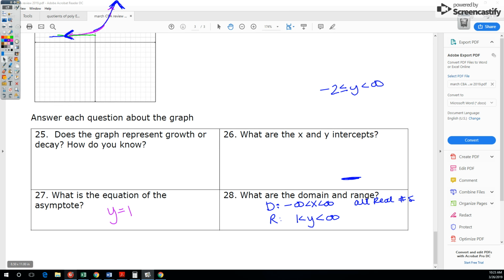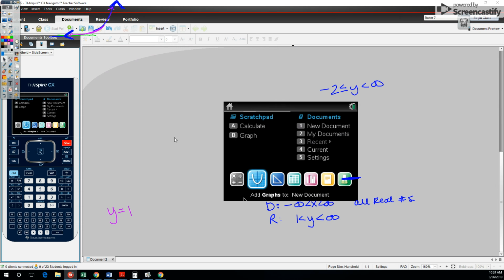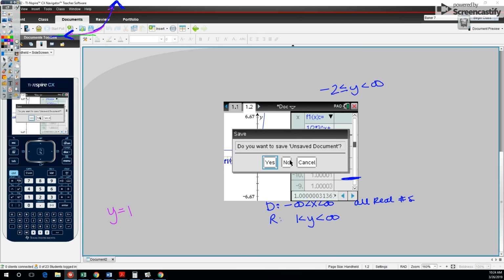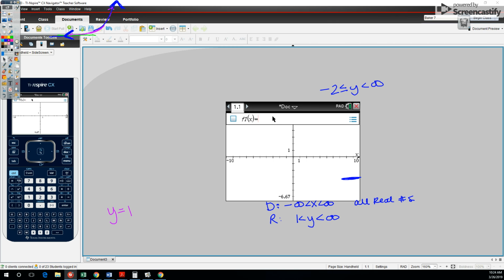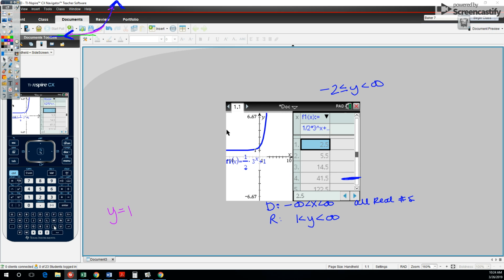If I look in my calculator, I have the table pulled up right here. I graphed the equation, and I'll show you how I did that. So I went to new document, and I went to graph, and then it was 1/2, 3 in parentheses. My exponent was x, and then I had +1. That's my graph. Control T will pull up my table, and there's all my values that I graphed.